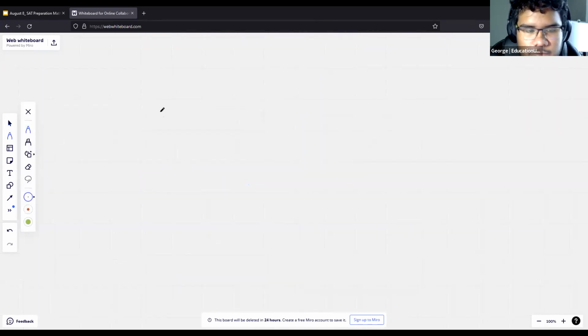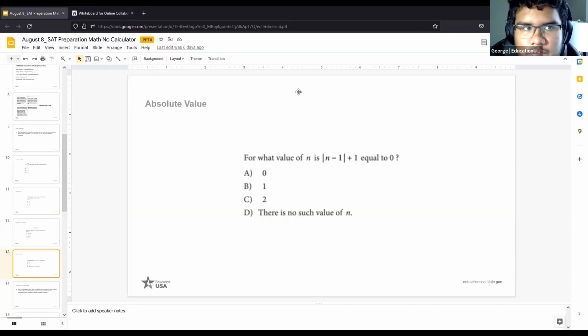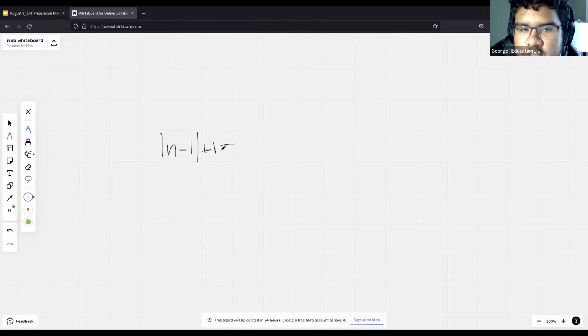Okay, so we want to write the expression down, which is the absolute value of n minus 1, plus 1. And what this question is asking is, when is it equal to 0? So we can set this up as an equation and see what happens. Now, there's an easy way to determine the answer for this problem in particular that may come in handy.